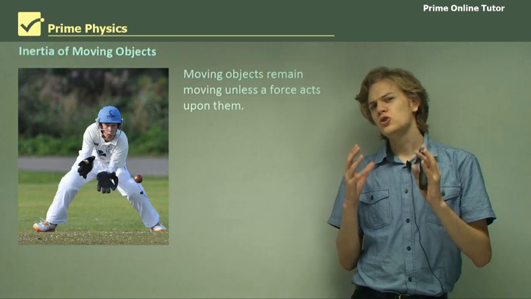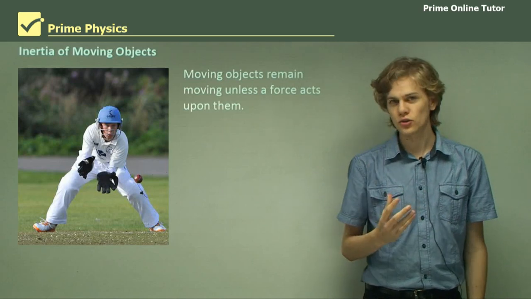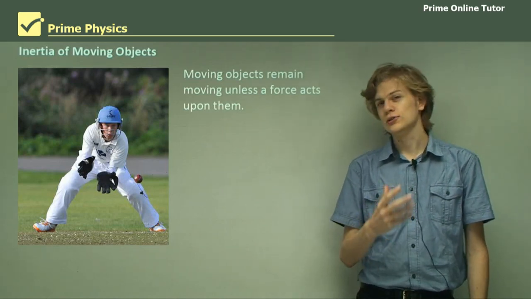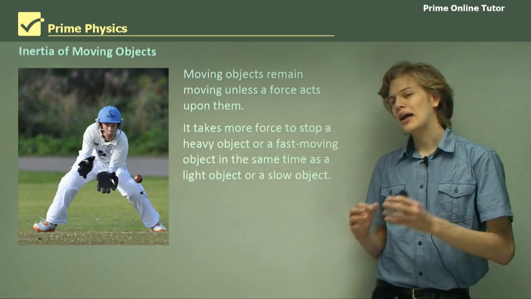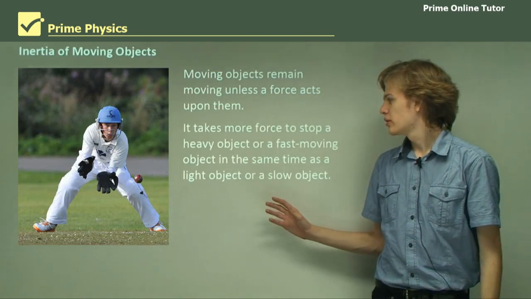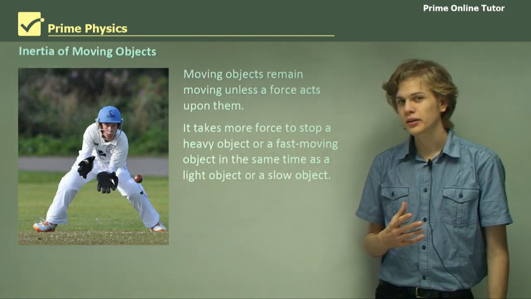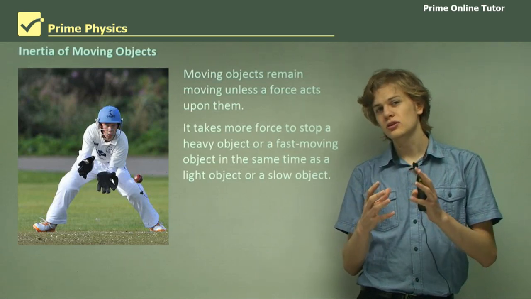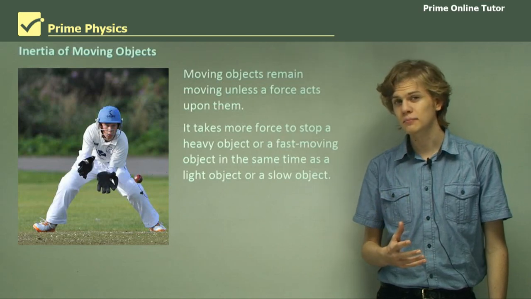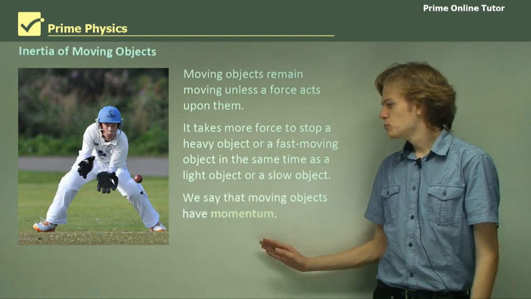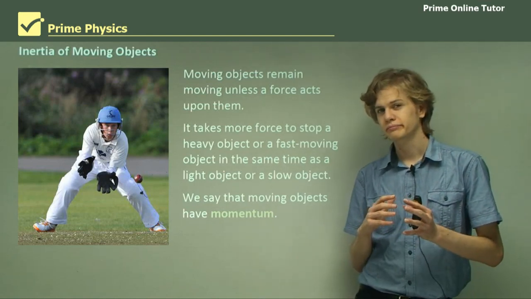Now, let's talk about the inertia of moving objects for a moment. Moving objects will remain moving unless a force acts on them, right? That's Newton's first law of motion. It takes more force to stop a heavy object than it does to stop a light object or a slow-moving object, right? So the bigger an object is and the faster it's moving, the more force we have to exert to stop it in the same amount of time. So we say that moving objects have momentum that reflects this difficulty to stop them.